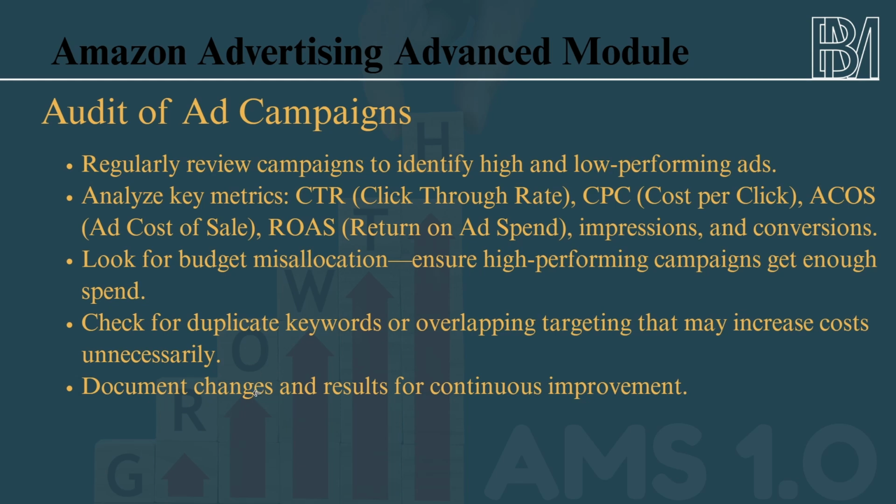The fifth thing is to document changes. You have to keep a record of any optimization that you are making, for example, pausing a low performing keyword or adjusting bids, so you can track improvement over time. And yes, continuous improvement: auditing is not only a one time task. You have to regularly review your campaigns and ensure they are always optimized to get the maximum ROI.